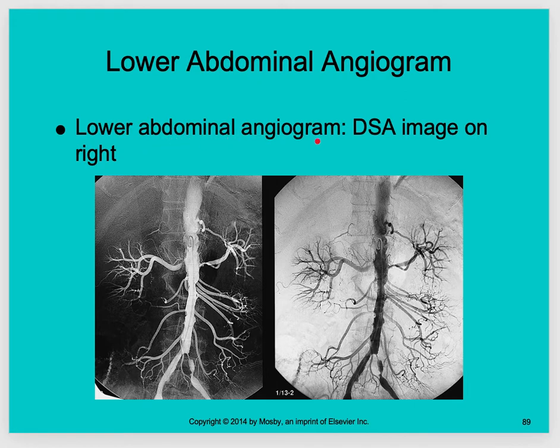So lower abdominal angiogram, DSA image over here. So this is digital subtraction, and then this is your regular image. So you can see more of the spine, the dark tissue that lies underneath it. This one you're seeing all of the veins. It's better visualized, so you can see more of what is going on. So a lower abdominal angiogram with digital subtraction.